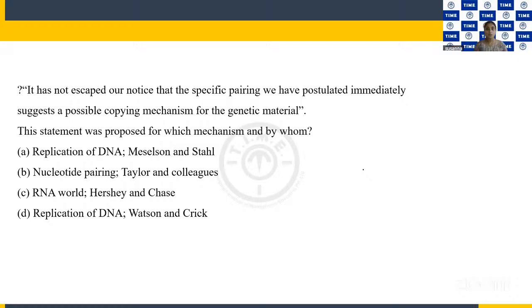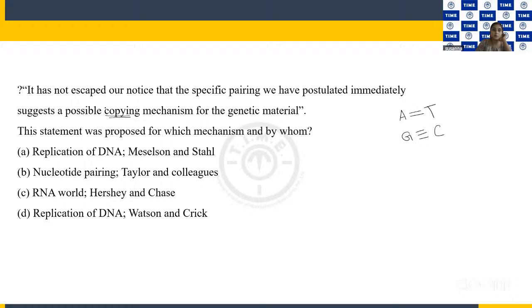So what are they saying? They say that they have noticed a specific pairing in DNA. What is that pairing? Nitrogenous base pairing, that is, adenine pairs with thymine through 2 hydrogen bonds, and guanine pairs with cytosine through 3 hydrogen bonds. This is the specific base pairing that they have seen. They are saying this base pairing is the mechanism underlying the copying of genetic material. They are asking us, this statement is for which mechanism?